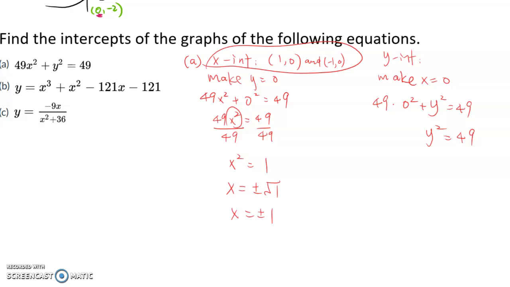By the square root property, we'll have y equals plus or minus the square root of 49, which is plus or minus 7. So two Y-intercepts here. One is +7, so (0, 7). The other one is -7, (0, -7). Okay, so that's the first problem. Now let's look at B.